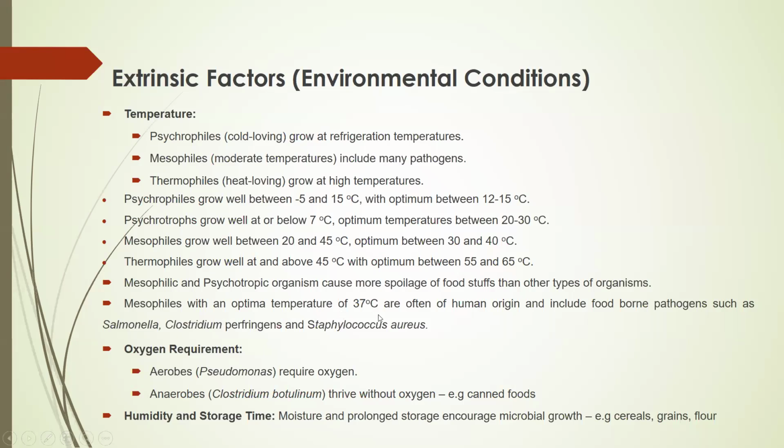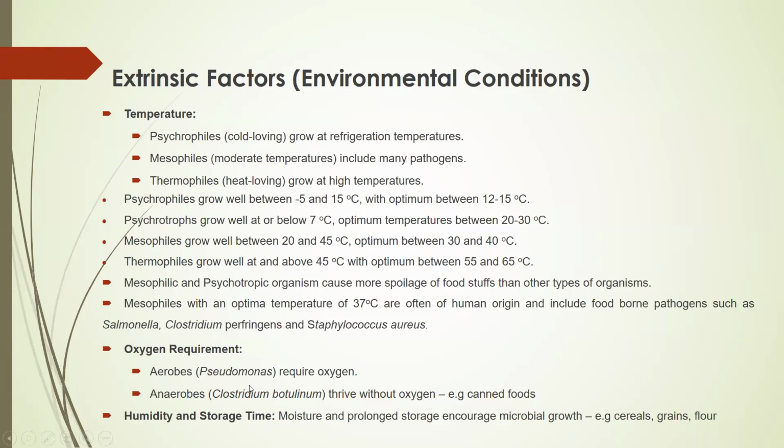Mesophiles with an optimal temperature of 37 degrees centigrade are often of human origin and include foodborne pathogens such as Salmonella, Clostridium perfringens, and Staphylococcus aureus. Another environmental condition is oxygen requirements. For example, aerobes, those organisms that require oxygen, e.g. Pseudomonas, if they don't have oxygen, they cannot survive. So if you can the food or bottle the food, it's not likely you are able to obtain Pseudomonas.